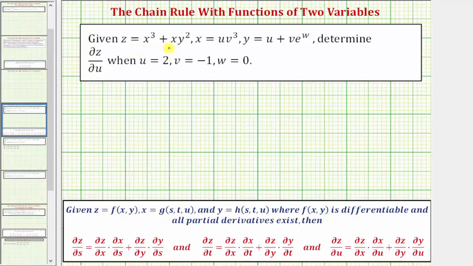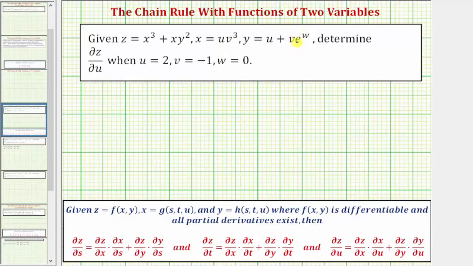We're given z equals x cubed plus xy squared, where x equals uv cubed and y equals (u plus v) times e raised to the power of w. We're asked to determine the partial derivative of z with respect to u when u equals 2, v equals -1, and w equals 0. Notice here the given function z is a function of two variables, where x and y are functions of three variables, u, v, and w.